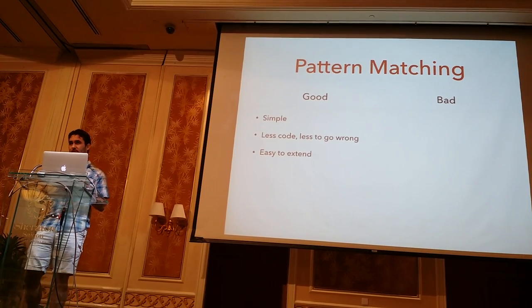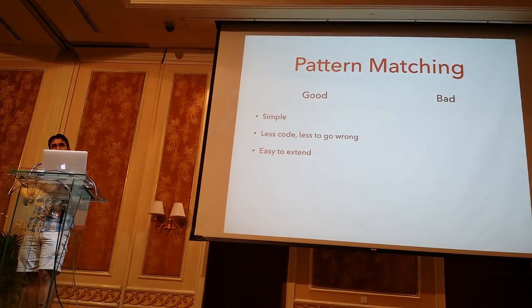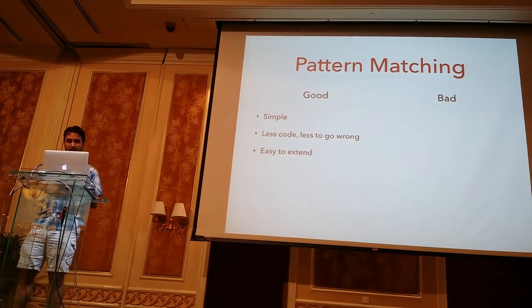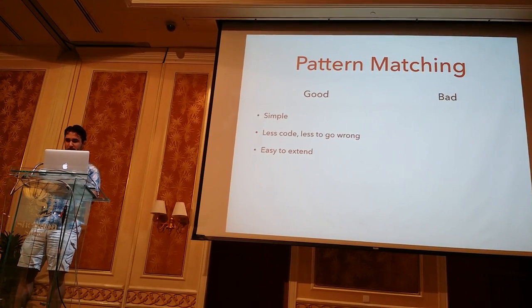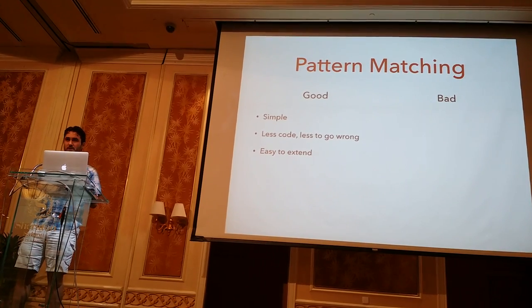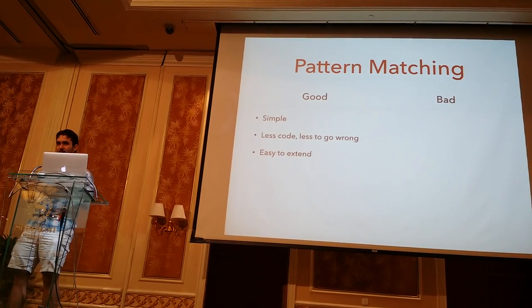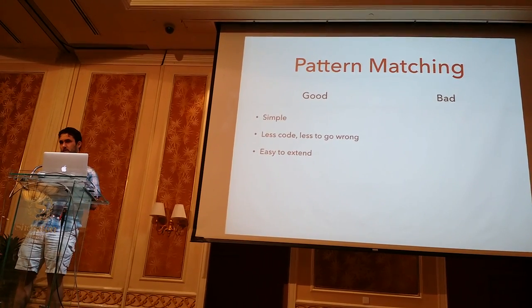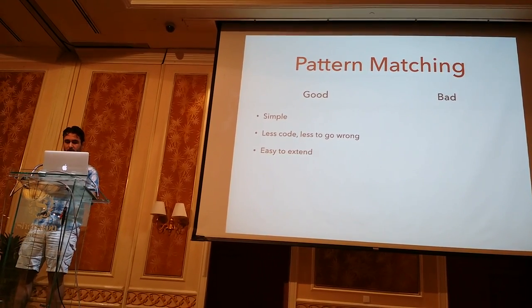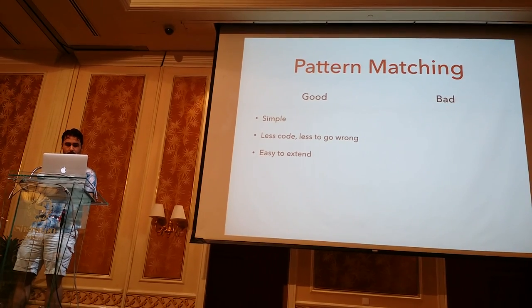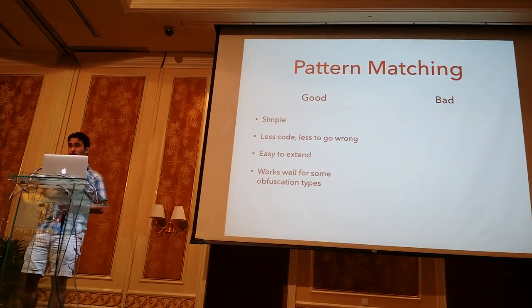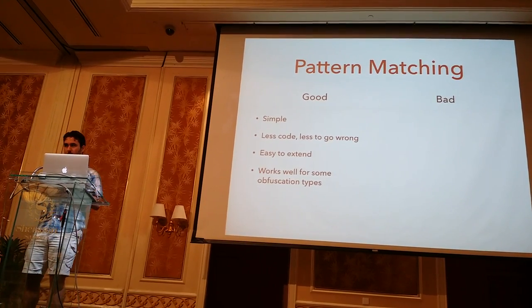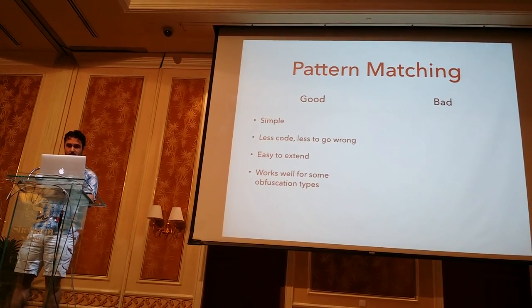And they're usually easy to extend. I'm saying this partially because I would like you guys to check out my tool and extend it. Because it is pretty easy. Whenever you see a new type of obfuscation, you can usually pretty quickly identify a pattern and then describe it using a regex and then figure out a way to transform it to deobfuscate it. It works really well for certain obfuscation types, but not for all obfuscation types.